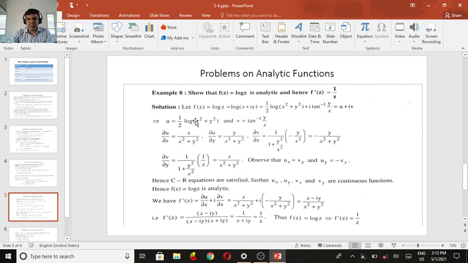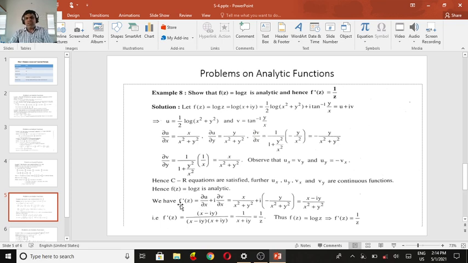Observe that this satisfies the Cauchy-Riemann equations. Del u by del x is del v by del y. Del u by del y is minus del v by del x. Hence, the Cauchy-Riemann equations are satisfied. Further, ux, uy, vx, and vy are continuous functions. Hence, f of z equal to log z is analytic.